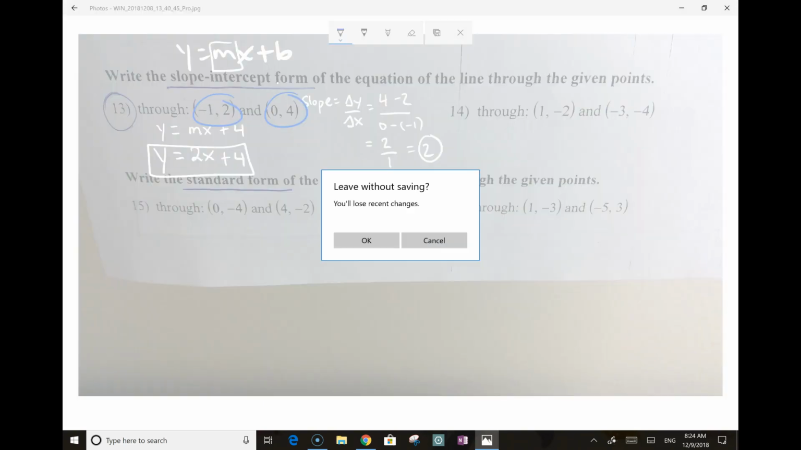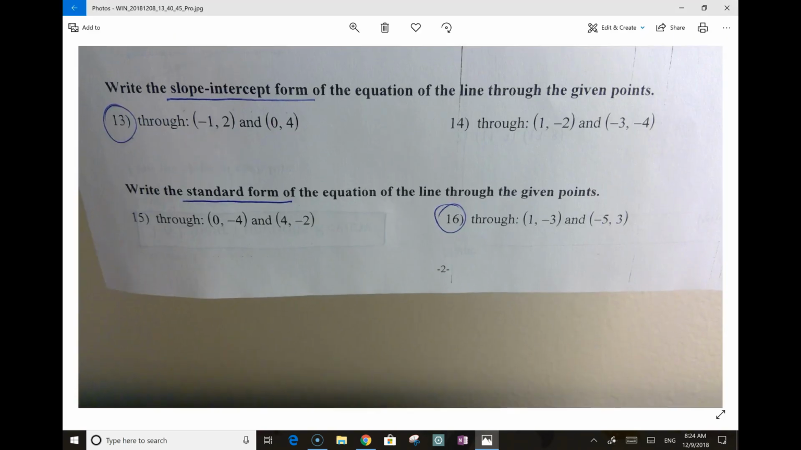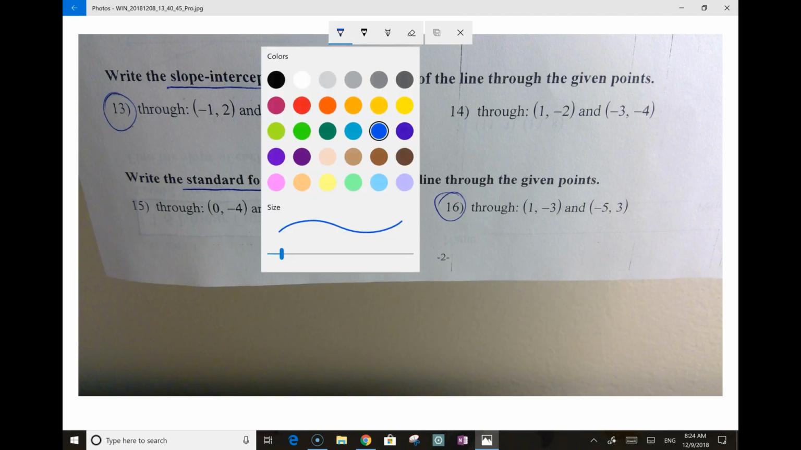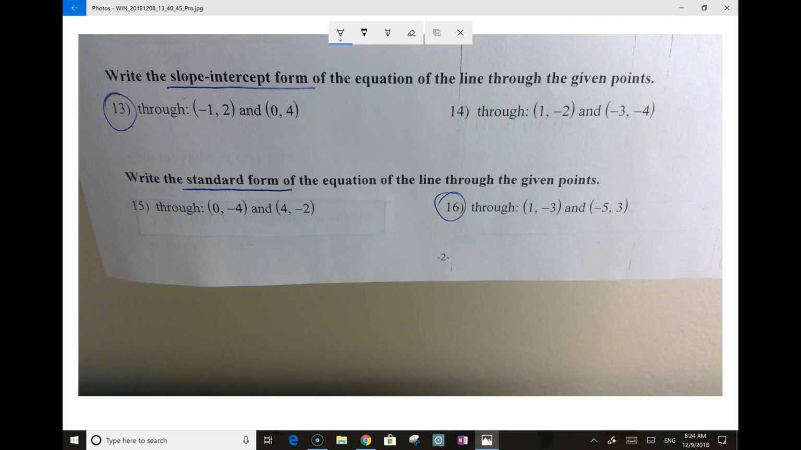Okay, on to the next question. So next question is write the standard form. So now we're going to write the standard form, which is ax plus by is equal to c, of a line that cuts through these 2 points here. So this one and this one over there.